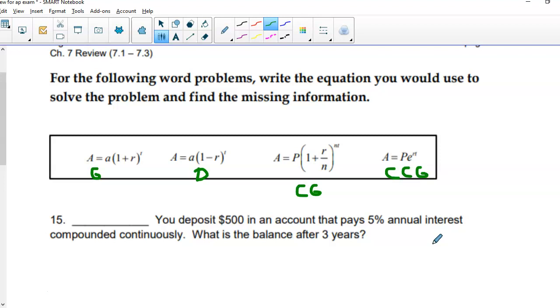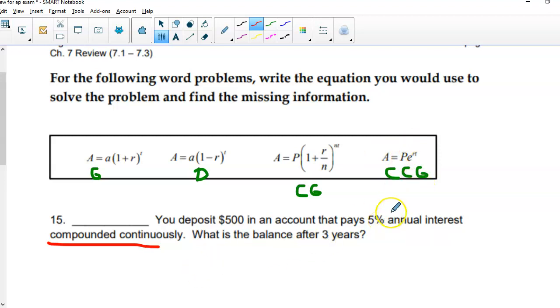So we deposit $500 into an account that pays 5% annual interest compounded continuously. So they tell us that it is compounded continuously. So continuously compounded right here, you guys. CC. What is the balance after 3 years?